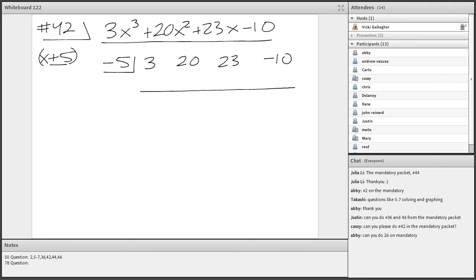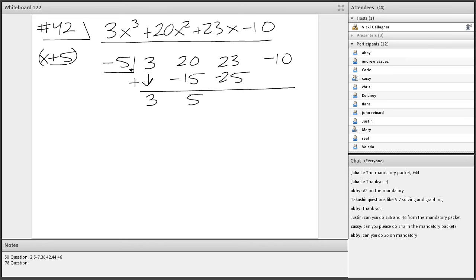In synthetic division, we start by dropping the first number down exactly how it is, so I'm just going to drop that 3 down below. Sorry, synthetic division. I think I said long division. And then we start multiplying. So we do 3 times the -5 in this little box, and that's -15. And then here, this is an adding problem. So 20 plus -15 is 5. And then we do 5 times -5 is -25.